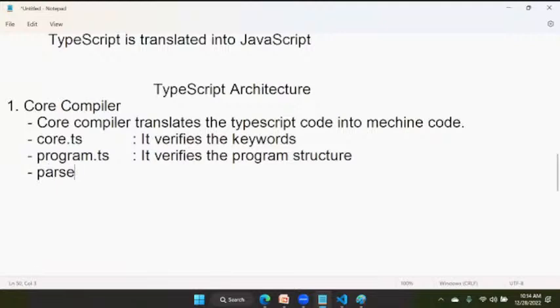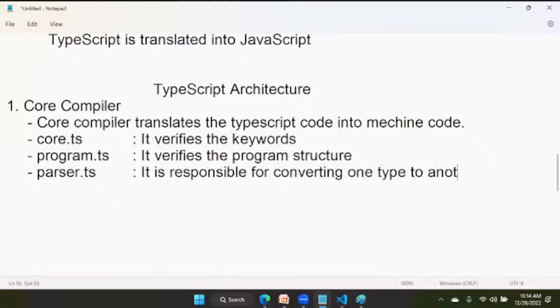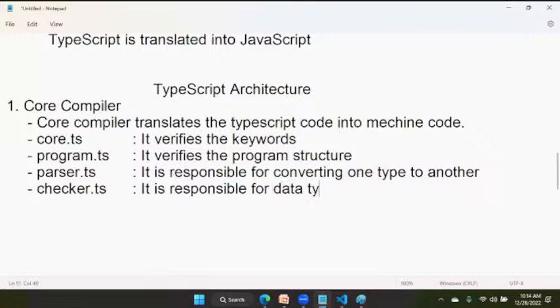We have parser.ts. It is responsible for translating, converting one type to another. Another one, checker.ts. It is responsible for type checking, data type checking. So we have scanner.